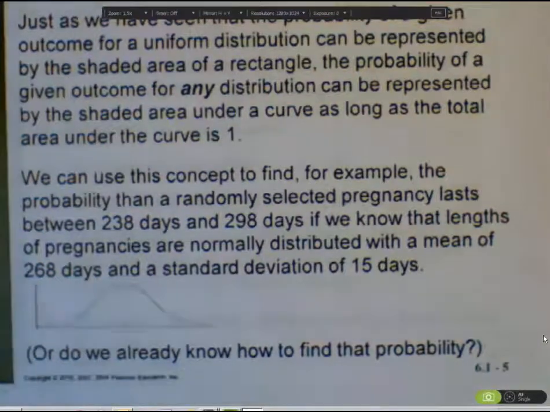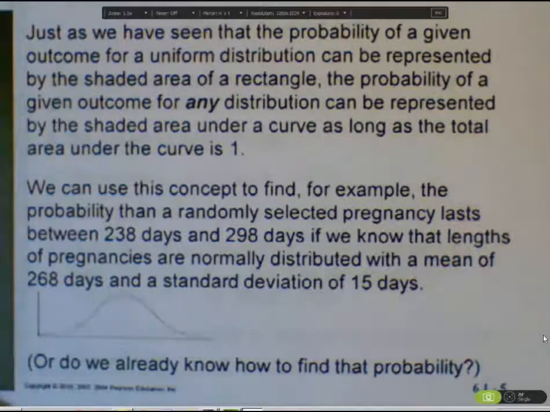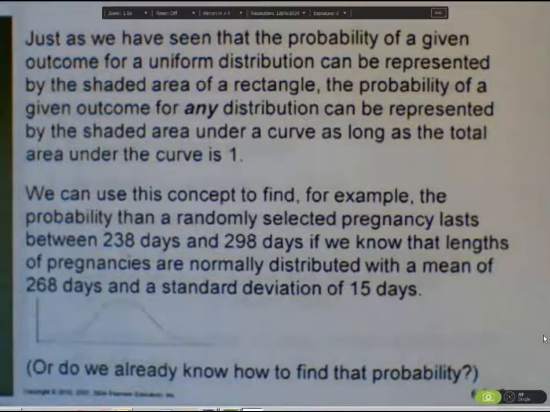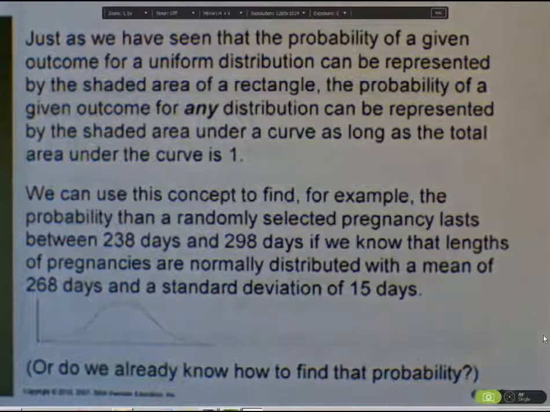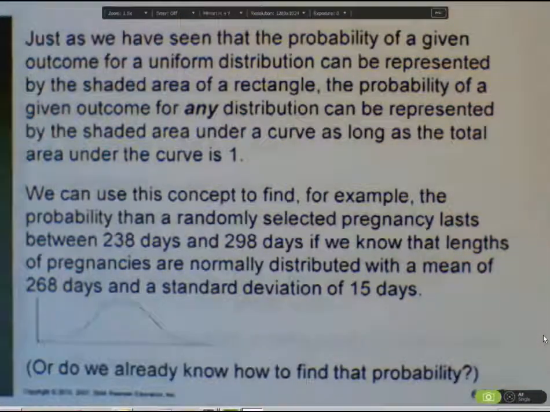Just as we have seen that the probability of a given outcome for a uniform distribution can be represented by the shaded area of a rectangle, the probability of a given outcome for any distribution can be represented by a shaded area under a curve, so long as the area under the curve is 1. The area of the rectangle was 1, and the area under a normal distribution is 1.